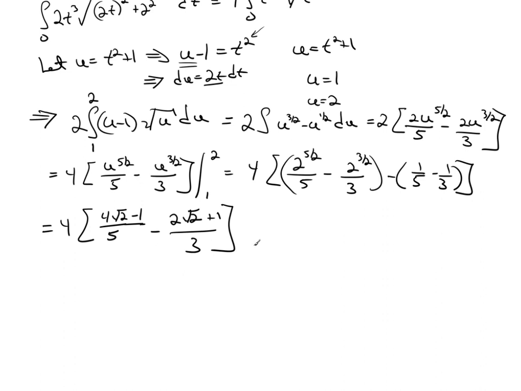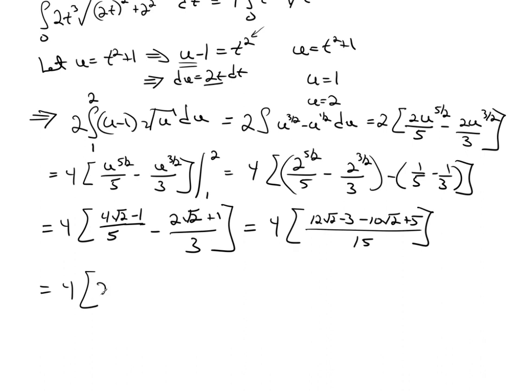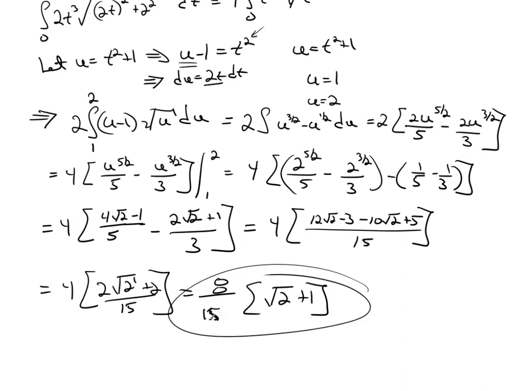Okay, so now let's find the common denominator. I really should just let you finish it from here. It's just a bunch of arithmetic. Let's see, this is going to be 12 root 2 minus 3 minus 10 root 2 plus 5 over 15, which is 4 times 2 root 2 plus 2 over 15. So that's 8/15 times root 2 plus 1. And that's the way I would submit my final answer for that.